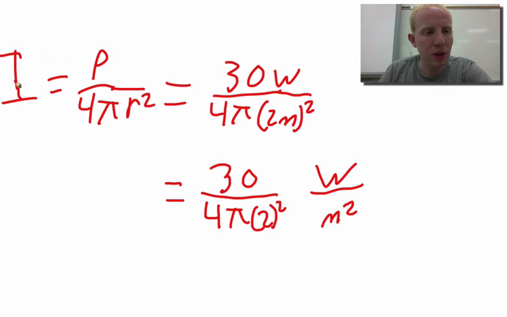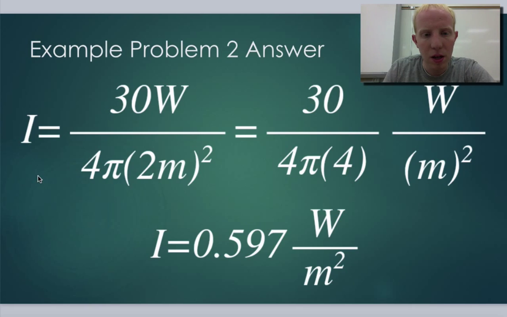Okay, so let's check to make sure we got that right. And so this is how it will look on a paper, for example. So again, you plug everything in, you separate the numbers from the units, and then you get a number in your calculator and the units on the right side.